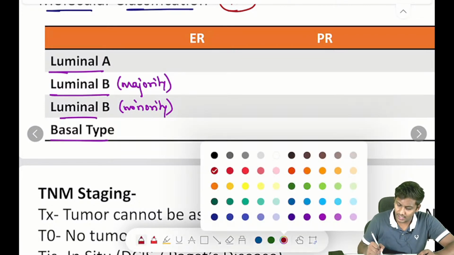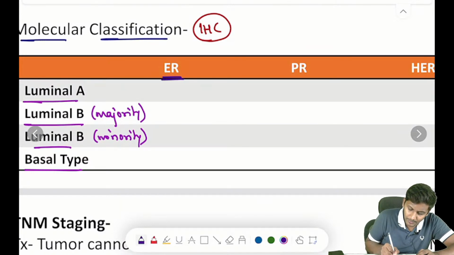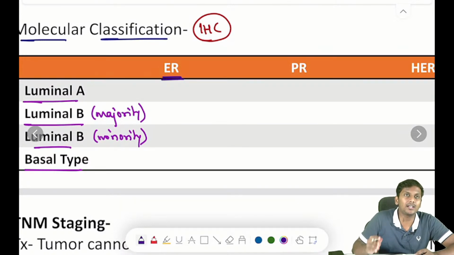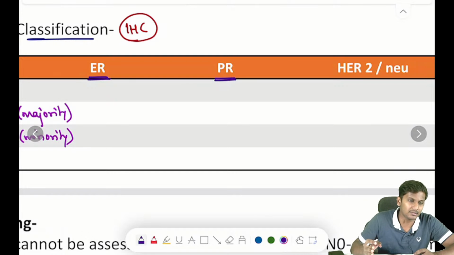Important is we are going to check for which receptors on the surface of the breast cancer cells. We are going to check for the presence of ER. What is ER? Estrogen receptor, whether the estrogen receptors are present or not. Then we are going to check for PR. What is PR? Progesterone receptors. Okay, we are going to check for the presence of progesterone receptors.